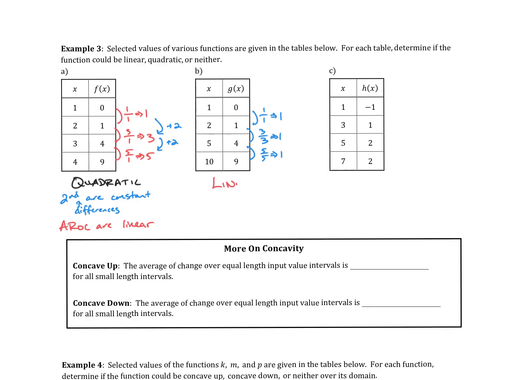So tell me why. Oh, that's good. That's good. Why is it linear? The average rate of changes are constant. Exactly. The average rate of changes are constant. All right, let's keep going. All right, and so let's look at this next one.